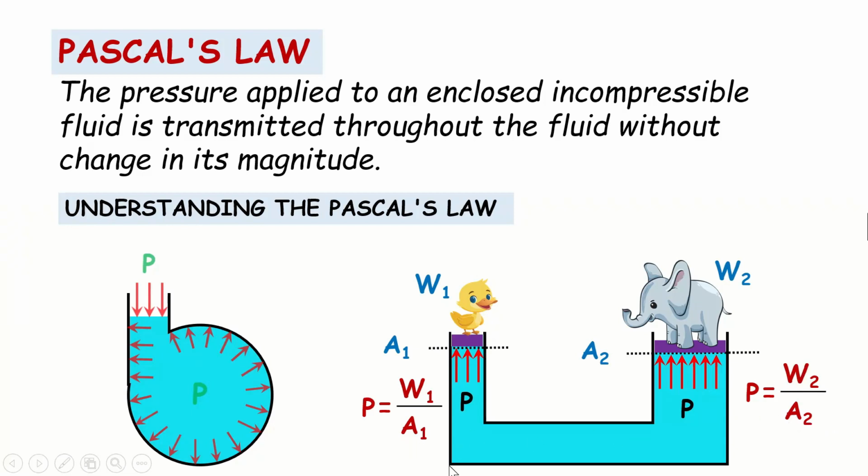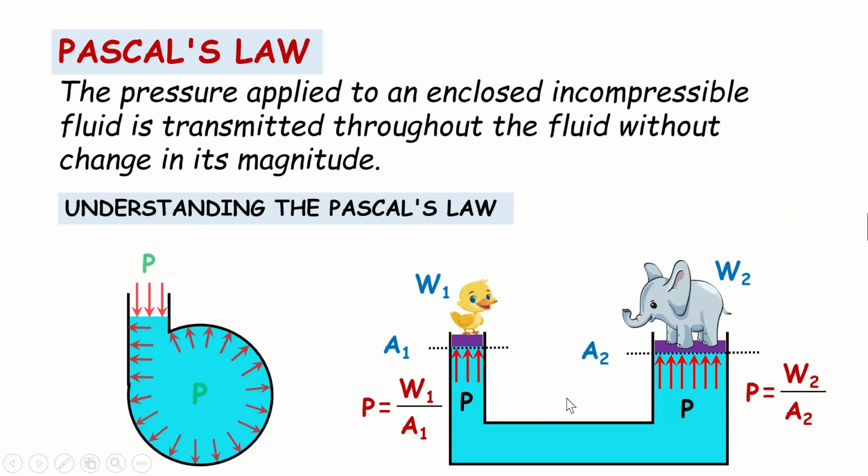Since both these pressures are equal, you will see that W1 by A1 will be the same as W2 by A2. It means when the area of cross section is small, the load on that is also going to be small because the ratio has to be the same. So if you increase the area of cross section, the load has to be increased in order to maintain the pressure. This particular concept is very much useful for various devices such as hydraulic lifts and hydraulic cranes.